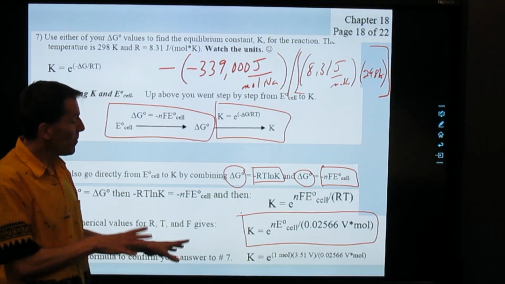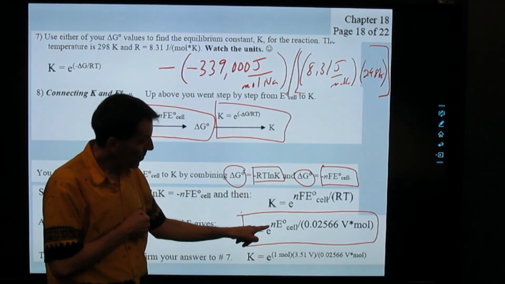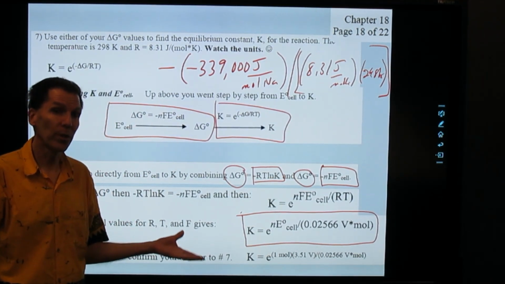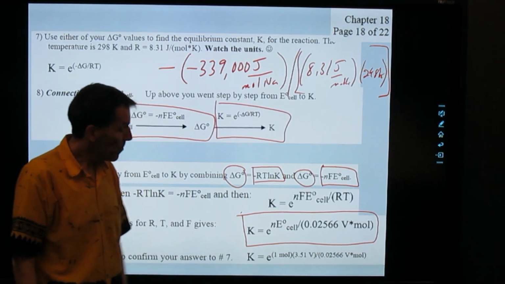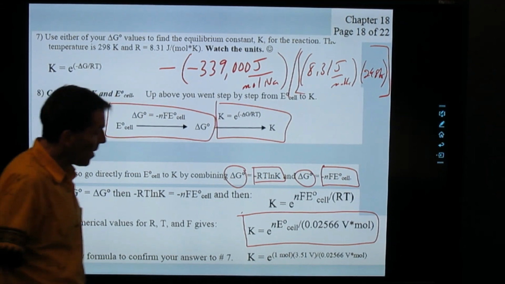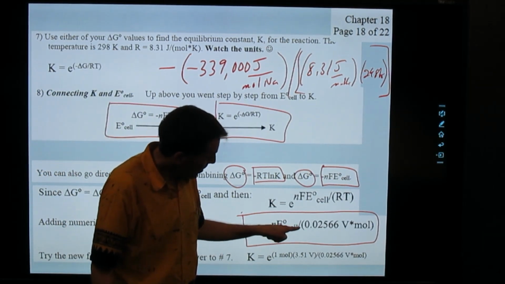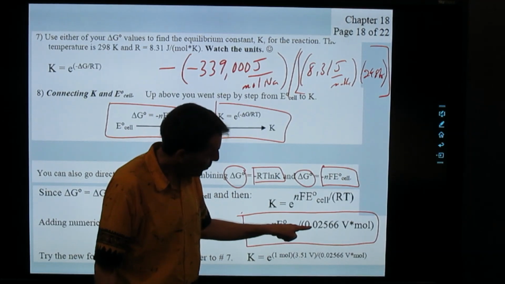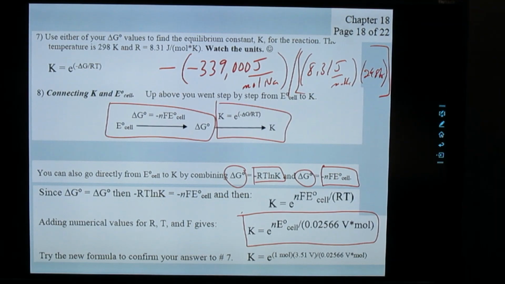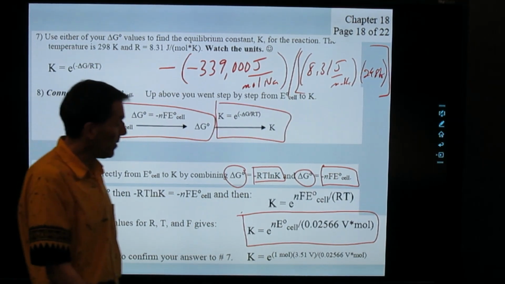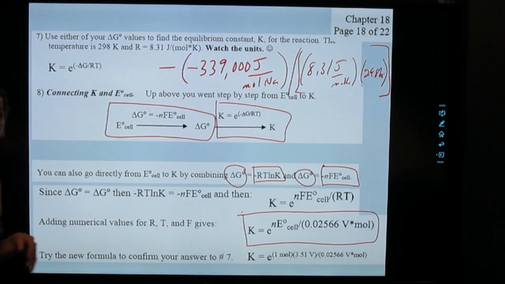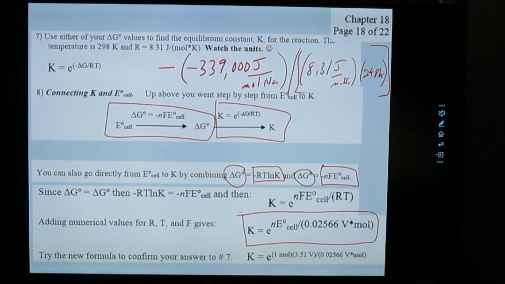So the value of K equals e to the n, because that can change. It's different for every reaction. Number of moles of electrons moved. The voltage changes, obviously, because it depends on the ingredients. And then you multiply those two together, divide by this constant, 0.2566 volt moles, and then you'll get the K value. And so that constant is F divided by RT. So if you do that in your calculator, you'll get 0.2566.